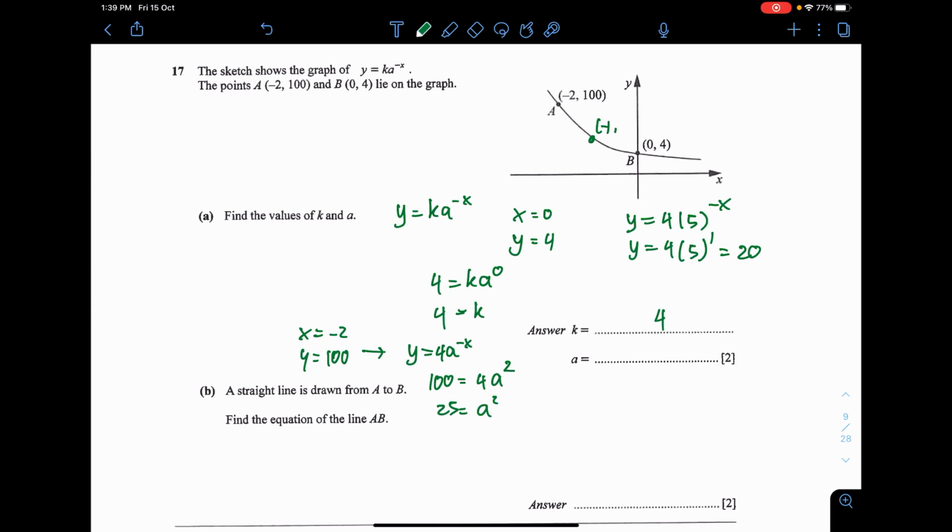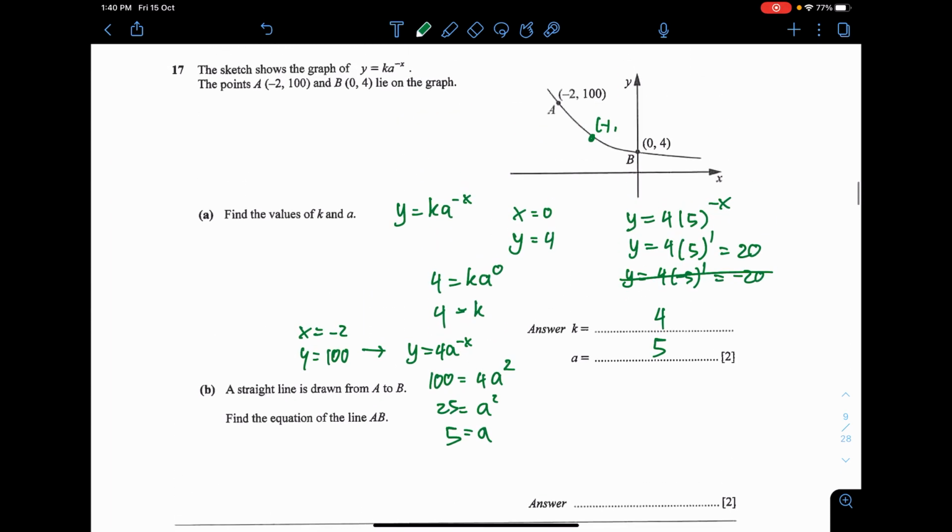Which actually kind of makes sense, because this point at x equals negative 1 is above point B, somewhere above point B. Now, on the contrary, if I let a be negative 5, meaning I put negative 5 here, power of 1, I'm going to get y to be negative 20. And that doesn't make sense, because clearly that point at negative 1 is actually above point B, a positive number. So I cannot say that a is negative 5. A must be positive 5.